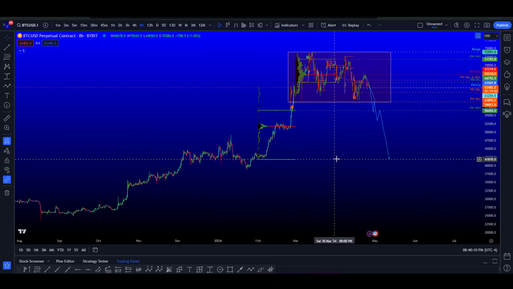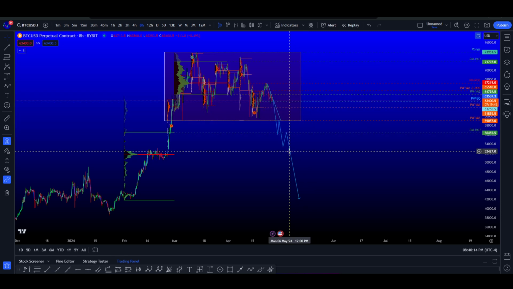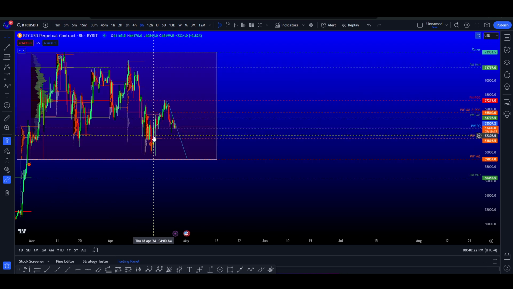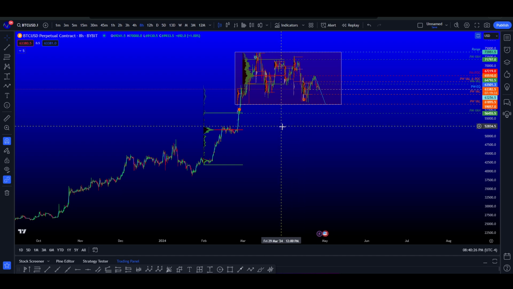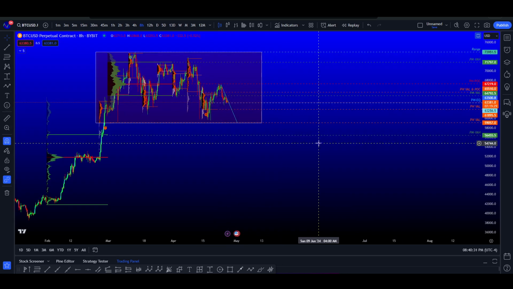Very, very possible. And if that happens, then yes, I think that would be the ultimate time to load up on every single altcoin, Bitcoin, Ethereum, everything in the crypto space, because that will most likely be the last low before the ultimate run up to possibly 120,000 to 140,000. So let's keep an eye on this level. We cannot lose the 59,000 level.